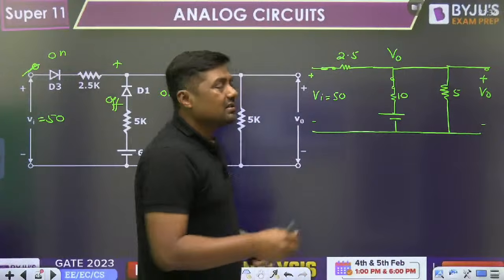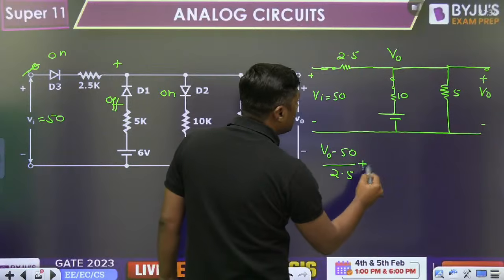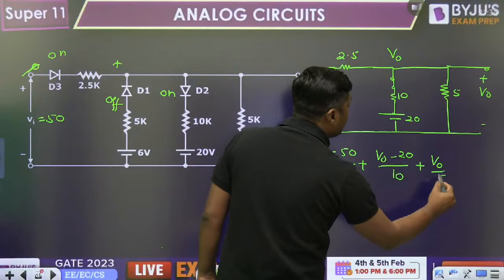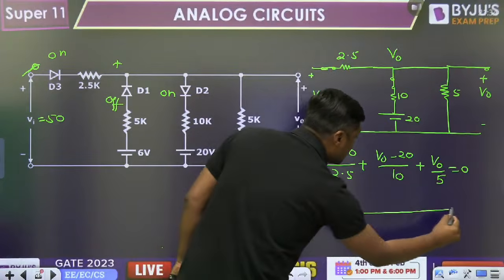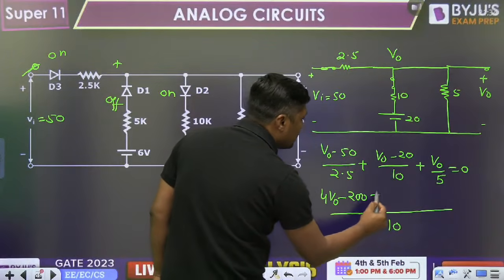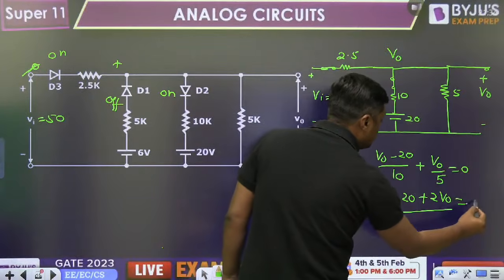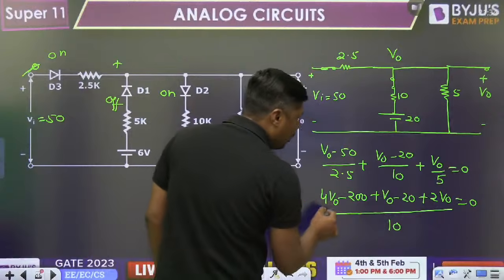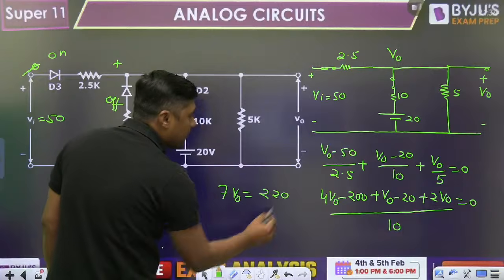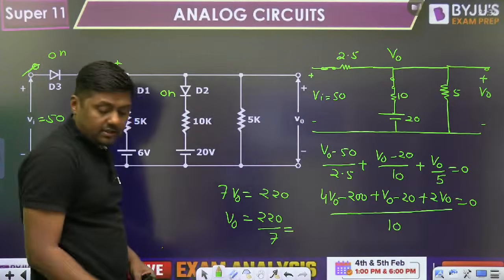Now simply KCL. KCL: (V0 minus 50) divided by 2.5 plus (V0 minus 20) divided by 10 plus V0 divided by 5 is equal to 0. Take 10 as the LCM. 4 V0 minus 200 plus V0 minus 20 plus 2 V0 is equal to 0. This 10 will become 0. 4 plus 1 plus 2, that is 7 V0 is equal to what? 220. So what is V0 equal to? 220 divided by 7. What is 220 divided by 7, everyone?